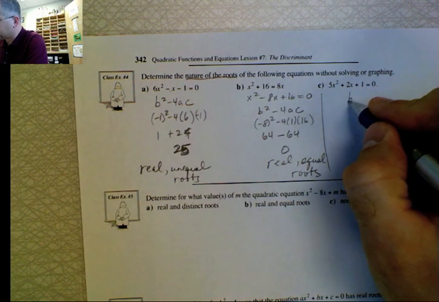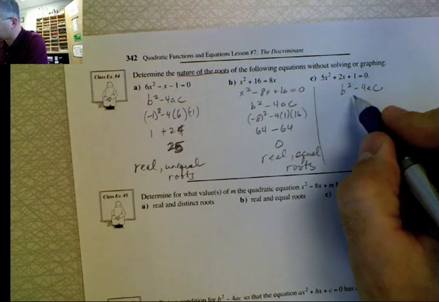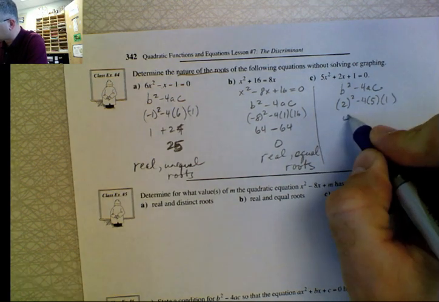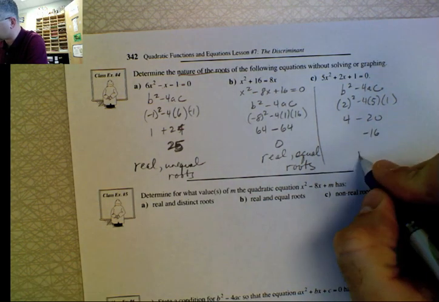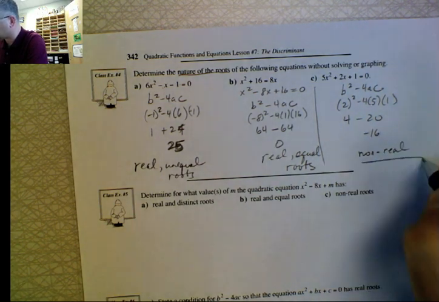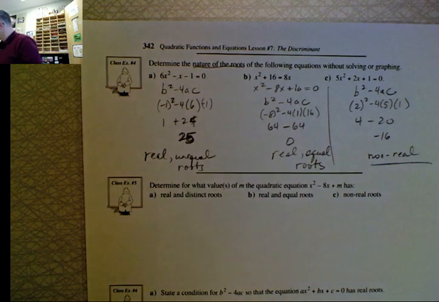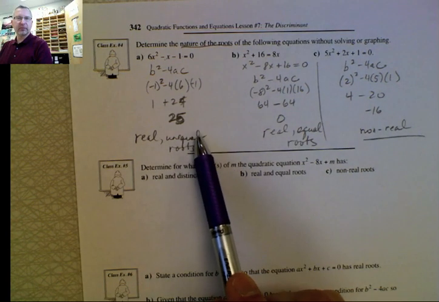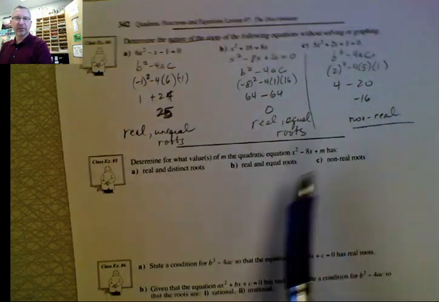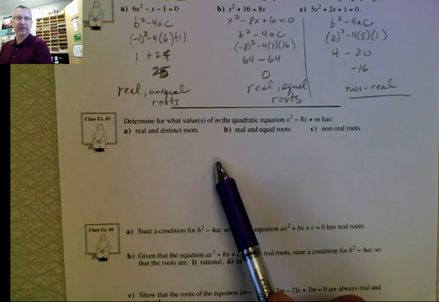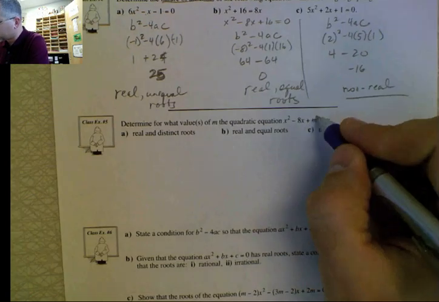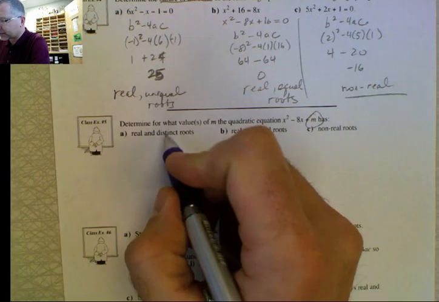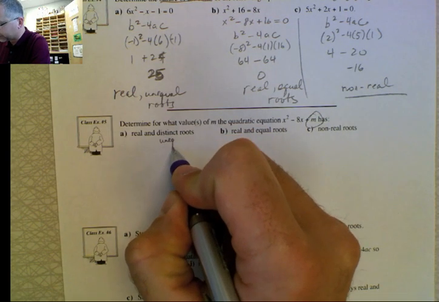The last example, if we plug in b, a, and c, we're going to get 4 minus 20, which is negative 16. So that means anytime we have a negative there, we have non-real roots, or no roots, in that particular case. So knowing when we have equal roots, unequal roots, no roots, that's going to help us solve this next example here. It says determine values for m. So determine values here that give us real distinct roots. Distinct means unequal.